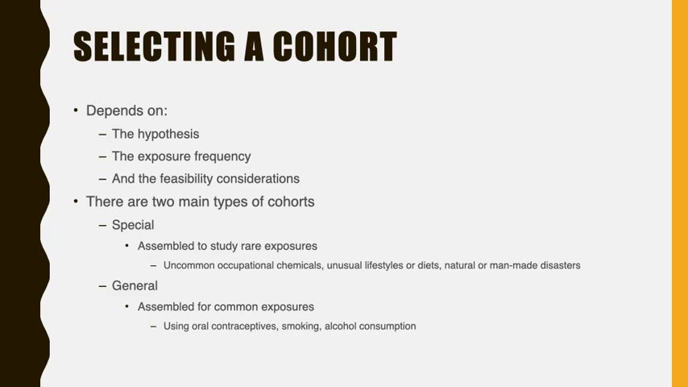Now, a special cohort is a cohort of people who are exposed to rare exposures, so occupational chemicals like asbestos, or a general cohort, which is common exposures. Think about how many women use birth control in the United States. You would not have a hard time getting 5,000 women who use birth control, okay? But think about how many people are exposed to asbestos. You might have a harder time finding 5,000 people exposed to asbestos.